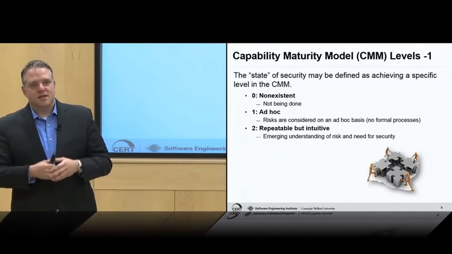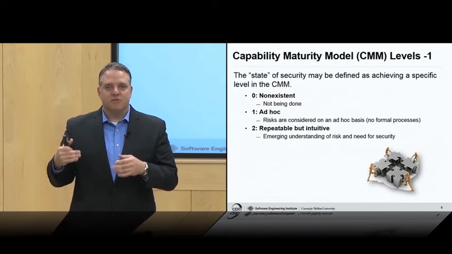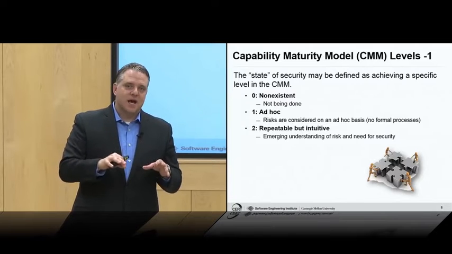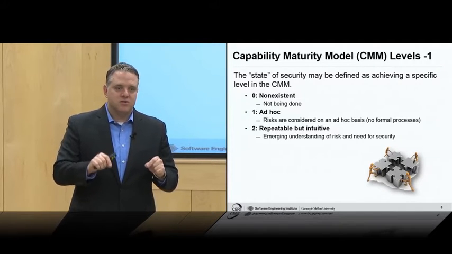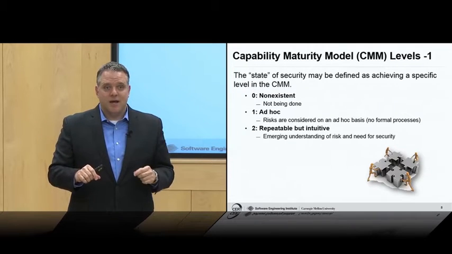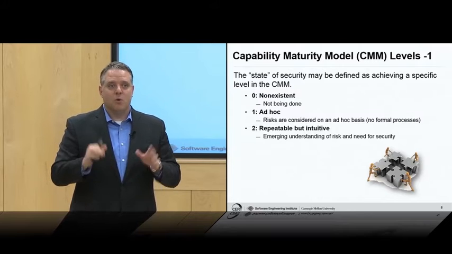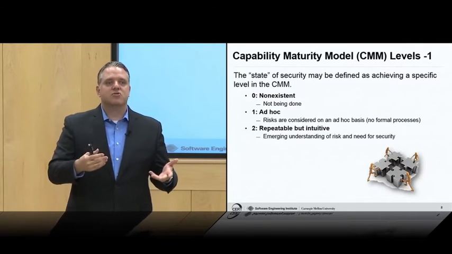Level 2 says repeatable but intuitive, meaning I have a good understanding of what the risks are, but when I sit down to do a risk assessment and I'm looking for how to do security in my organization, it's based on what's up here. If a bus were to hit me tomorrow, we wouldn't be able to do this process. And so that's maturity level 2.